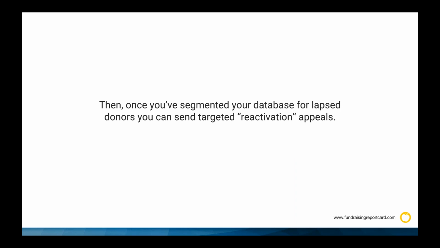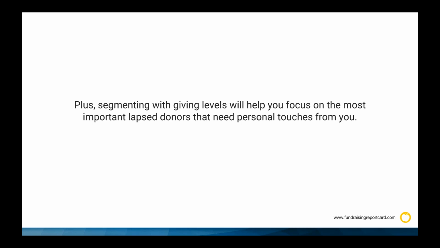So you can then, and here we go, this is with what we were doing with acquisition. When our performance metric was acquisition, we were sending targeted appeals for retention purposes. Well, we can do the same idea here after we've segmented the database for lapsed donors by giving level. We can send those targeted reactivation appeals. And then again, you'll be able to focus on the most important donors that need personal touches from you, right?